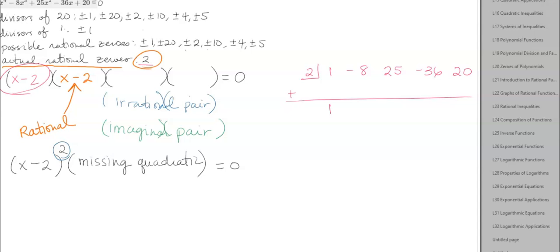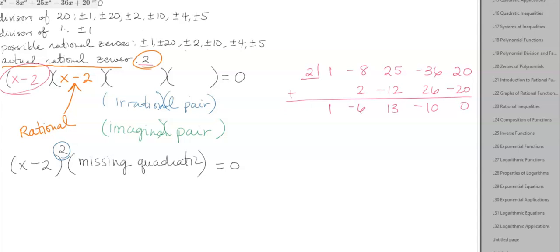So I'll bring down the 1. 1 times 2 is 2. Add to get negative 6. Multiply to get negative 12. Add to get 13. Multiply to get 26. Add to get negative 10. Multiply to get negative 20. And we get a remainder of 0.